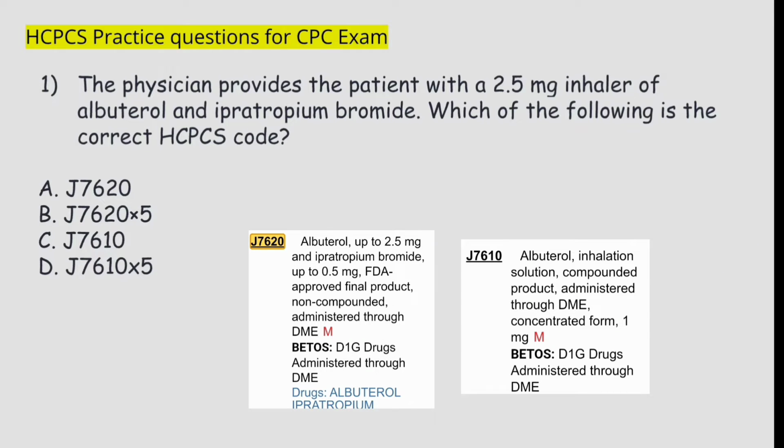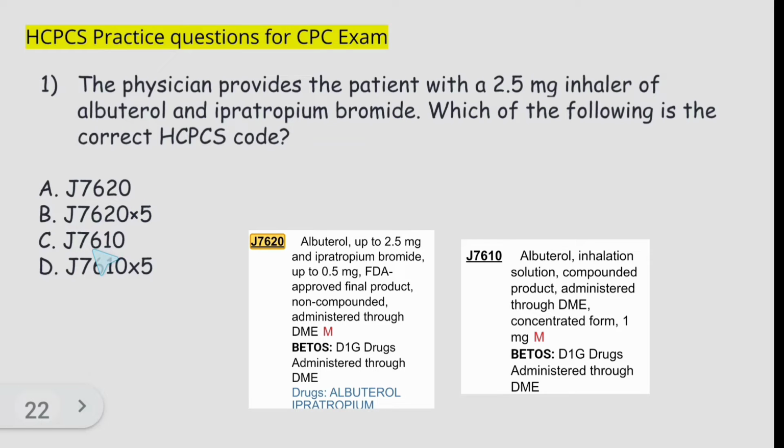J7620 is for albuterol up to 2.5 mg and ipratropium bromide up to 0.5 mg. In our question, there is 2.5 mg inhaler of albuterol and ipratropium bromide. So it is matching with the code J7620. In option B also they have mentioned J7620. Let's skip this option for now.